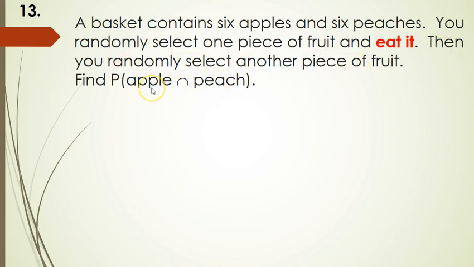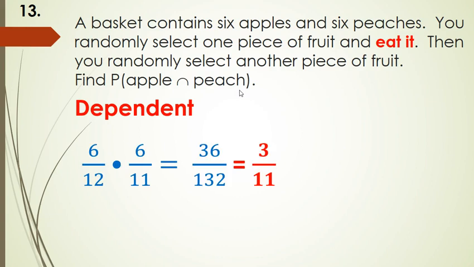So how many apples did we have? That would be 6 over 12, right? So this is going to be a dependent problem. Why? Because we ate the fruit and it's not going back in the basket, right? So 6 over 12 times what? How many peaches do we have left in the basket? 6, but how many total pieces of fruit do we have left in the basket? Only 11, right? So it's going to be 6 over 12 times 6 over 11.